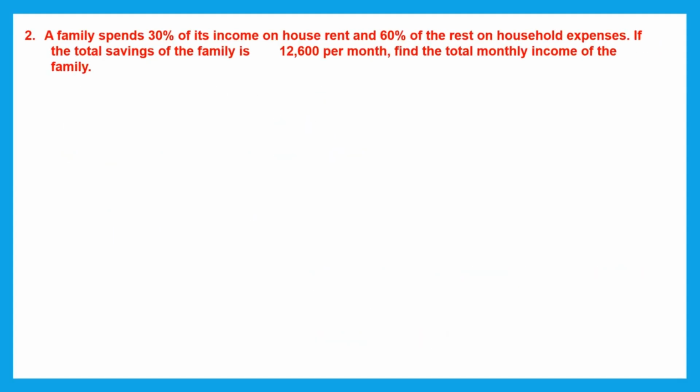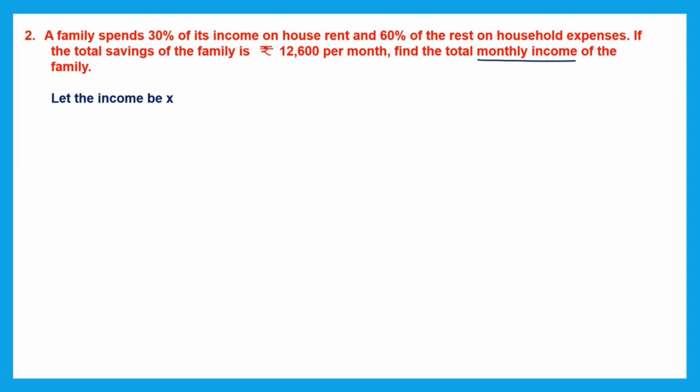Question 2. A family spends 30% of its income on house rent, 60% of the rest on household expenses. If the total savings of the family is 12,600 rupees, find the total monthly income. So what are we asked to find? The monthly income of the family. So let's begin by saying let the income be X.